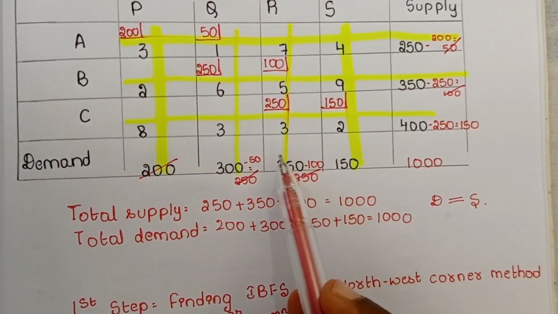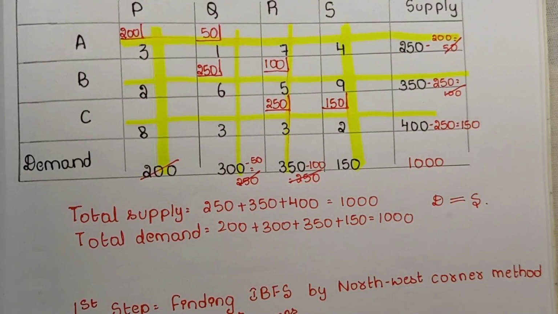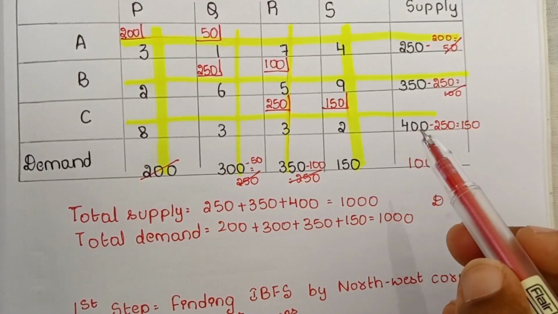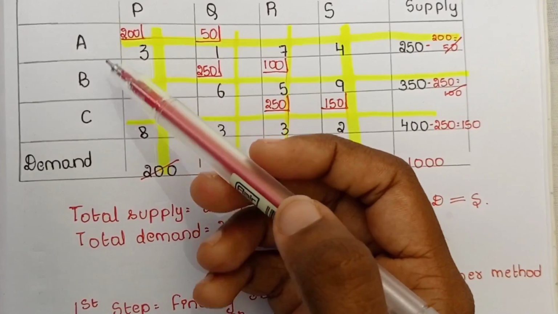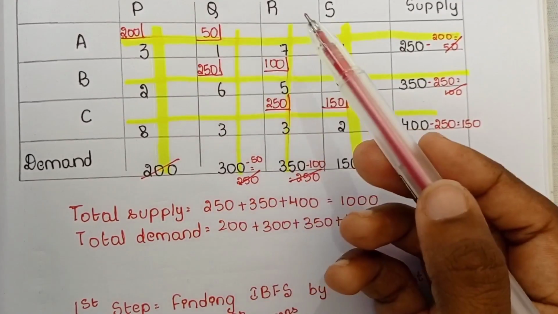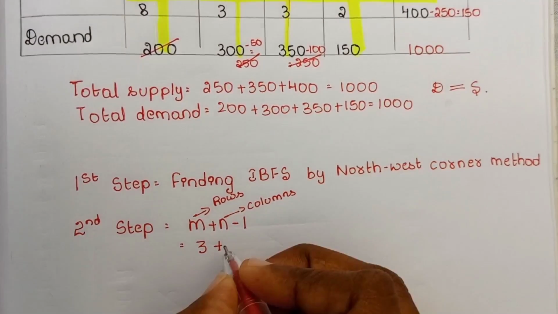But here, we should not consider the demand as a row and the supply as a column when using this formula m plus n minus 1. You should avoid this demand and supply. You should not consider them as a row and column. So the number of rows is A, B and C, which means 1, 2 and 3. The number of columns, that is n, is P, Q, R and S, which means 1, 2, 3 and 4. So n is 4.